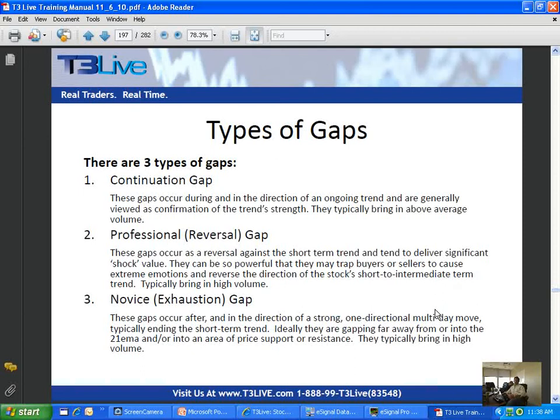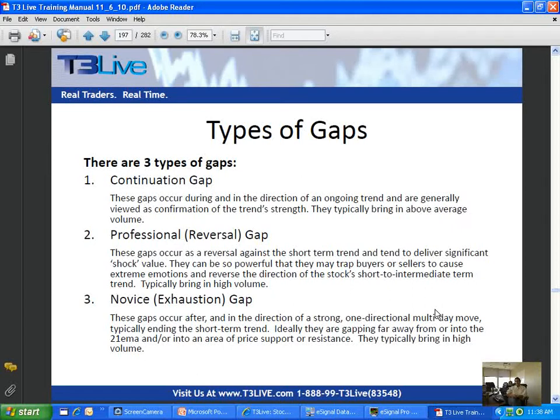Okay. Types of gaps. There are 3 types. A continuation gap: these gaps occur during and in the direction of an ongoing trend and are generally viewed as confirmation of the trend's strength. They typically bring in above average volume. So a stock is directionally moving up. Everybody think about the Apple chart, directionally moving up, and during its trend up, it continually gaps higher from one day to the next. Those are continuation gaps. They're continuing the current direction of the trade.